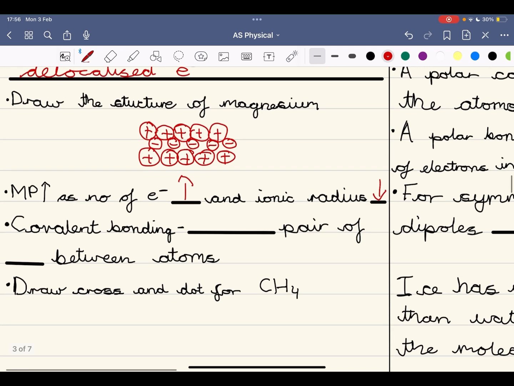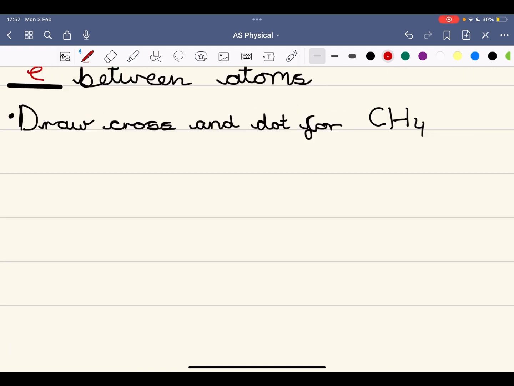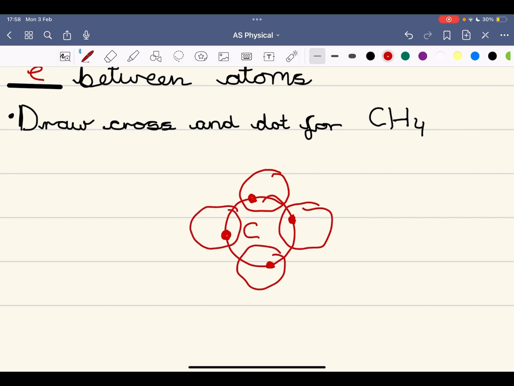Alright, so covalent bonding is a shared pair of electrons between atoms. To draw the cross and dot diagram for methane, I'm going to start off with a central atom, which is carbon. And then I'm going to draw all the electrons. So carbon's in group 4, so it has 4 outer electrons. And then it's bonded to hydrogen 4 times, so I'm going to draw 4 hydrogen atoms around it and label them H. And then hydrogen donates an electron to each covalent bond, and I'm going to mark that electron with an X.